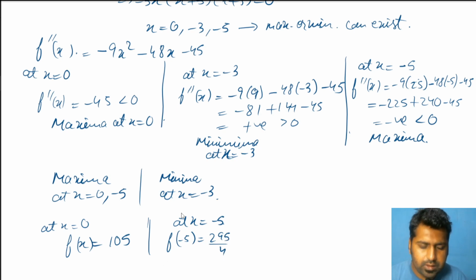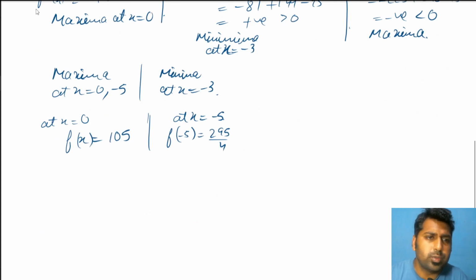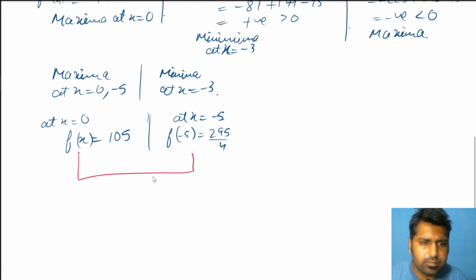Okay. Now out of these two, if I ask you which one is the absolute maxima, means both of them have the maximum value, means if I plot the graph, we'll have the peaks at 0 and minus 5, and this will be the maximum value. But which one is the absolute? So if I have to take the absolute, we have to calculate the exact value.